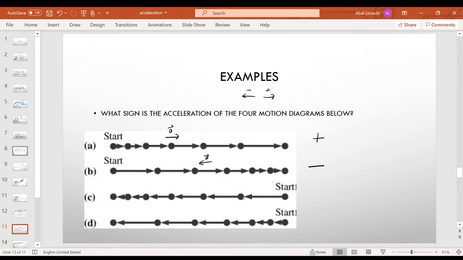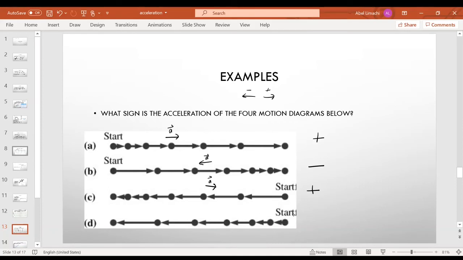Alright, now we're starting on this side. We see a large vector which slowly is decreasing. This means that the acceleration and velocity must be pointing in opposite directions. This means that the acceleration must be pointing to the right. And since the right is positive, the sign of the acceleration is positive.